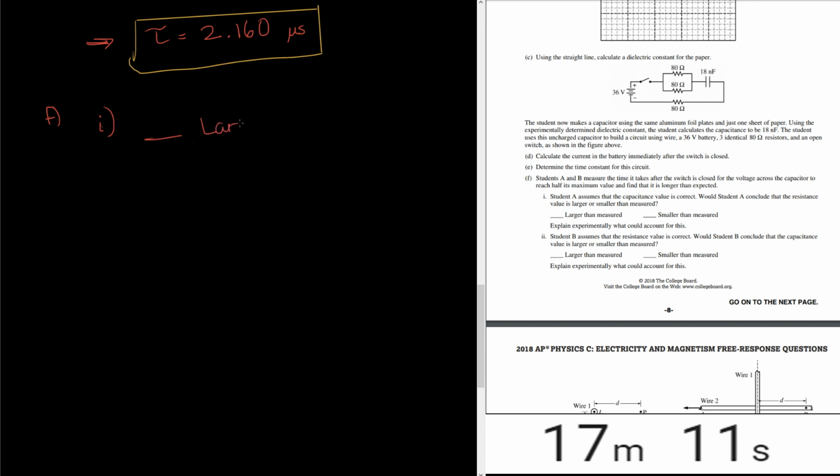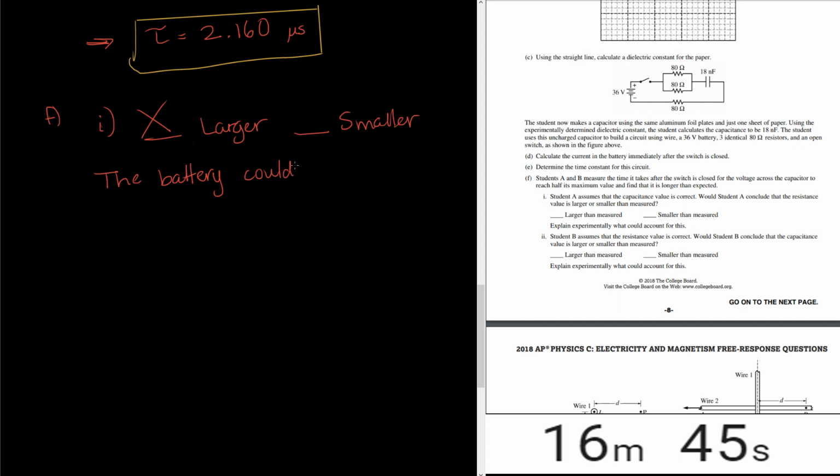So here we've got larger, here we've got smaller. If the time it's taking to fill the capacitor is too long, that means there's more resistance than one would expect. What could account for this? Well, the battery could have an internal resistance. That's one example. And perhaps that internal resistance is much higher than it was thought to be, and that would account for the capacitor taking forever to charge.